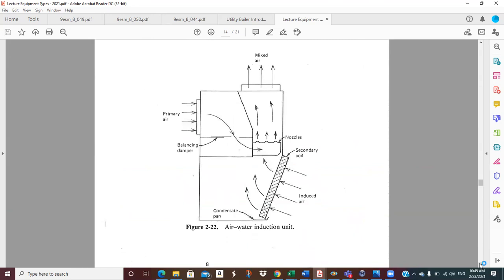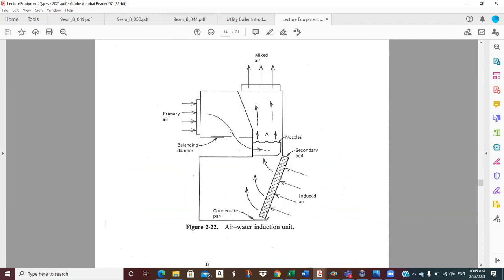This is what's called an air-water induction unit. You sometimes see these in hospitals, because this is the terminal unit that goes into the space and provides air into the space for conditioning. This thing doesn't have a motor. There's no fan on it. What it has is a primary air handling unit that is putting out probably cool air for cooling into this. You've got a little balancing damper so you can adjust the amount of air. And you've got a fair amount of pressure on here, and it forces that primary air up through these nozzles.